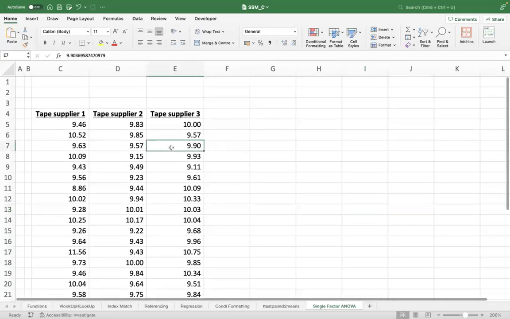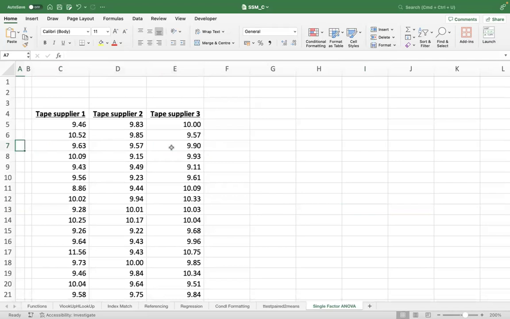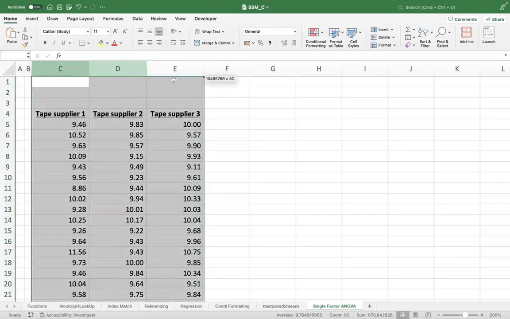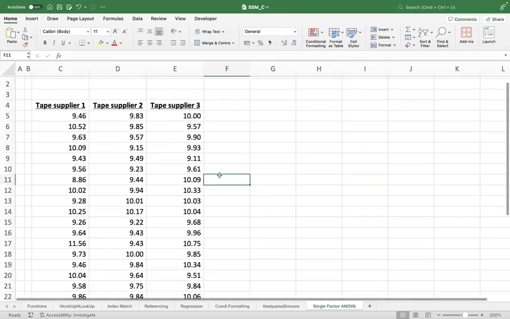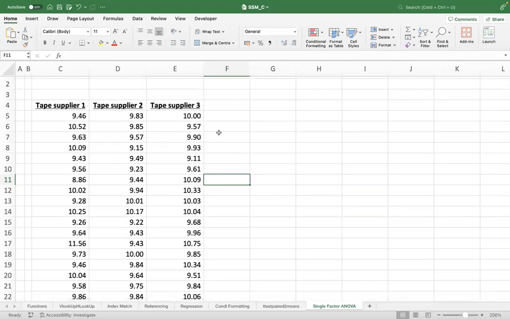Okay, so in the last video, we had done t-test paired for two means. So this time we are doing single factor ANOVA. So assume that we have data for three tape suppliers that we are considering. And this is the distribution of the weights they can carry along various observations.